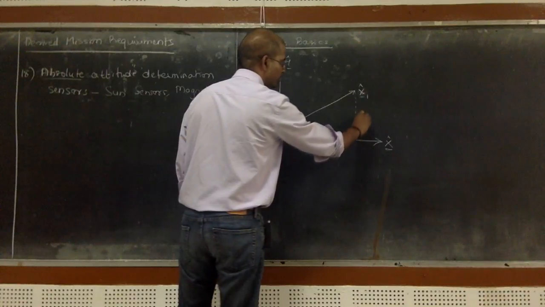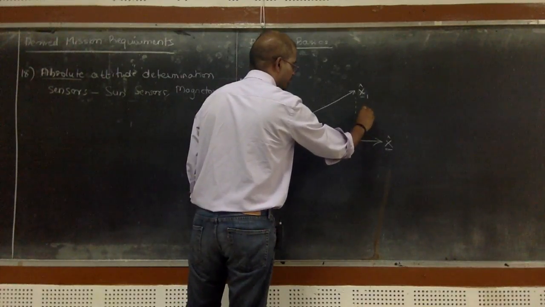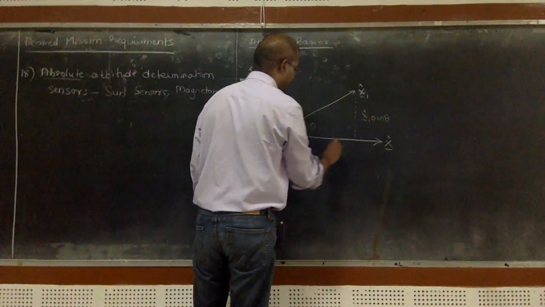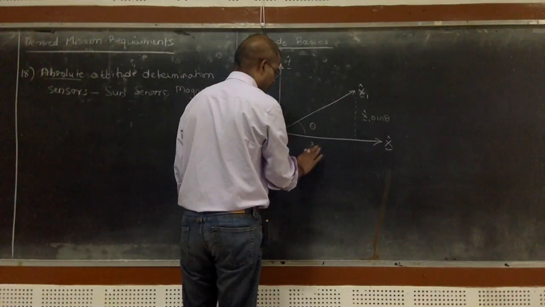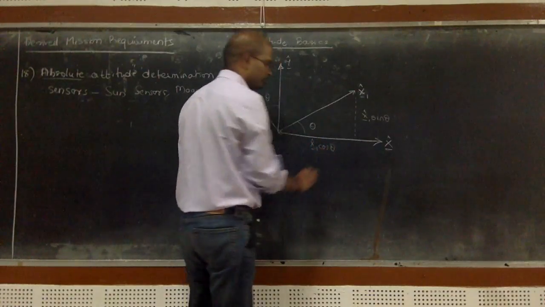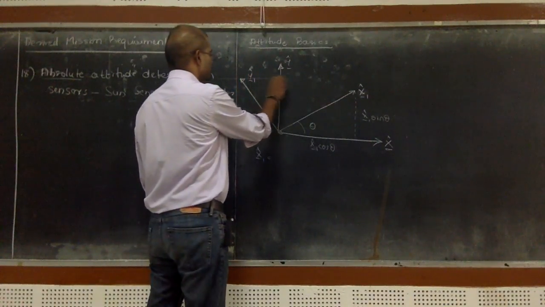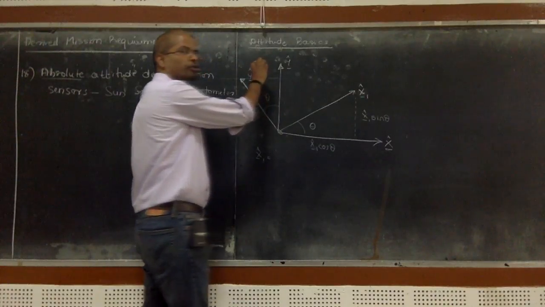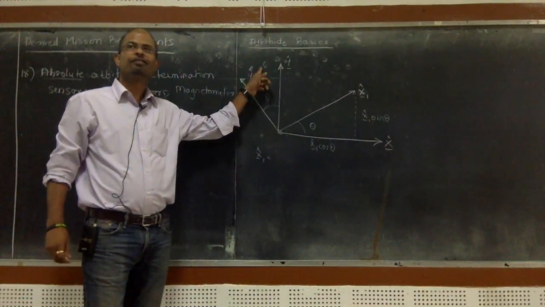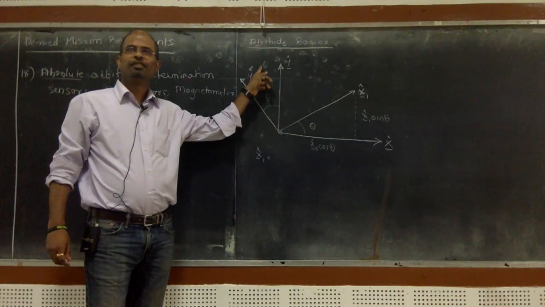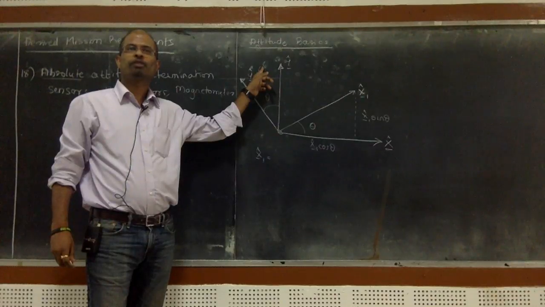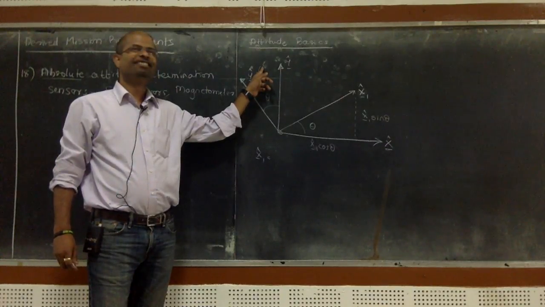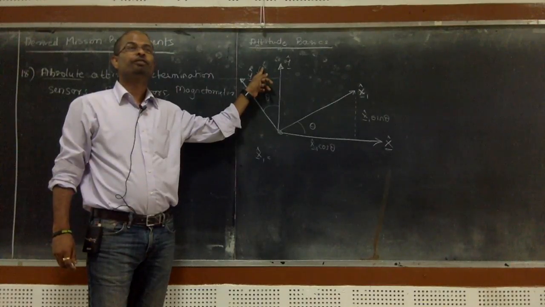What component is this? X cos theta. And this is sine theta. X1 cos theta. Right? Look at this. What is this? Y1 sin theta. You're sure it is y1 sine theta? Yes, sir. 100%? It is minus y1 sine theta.